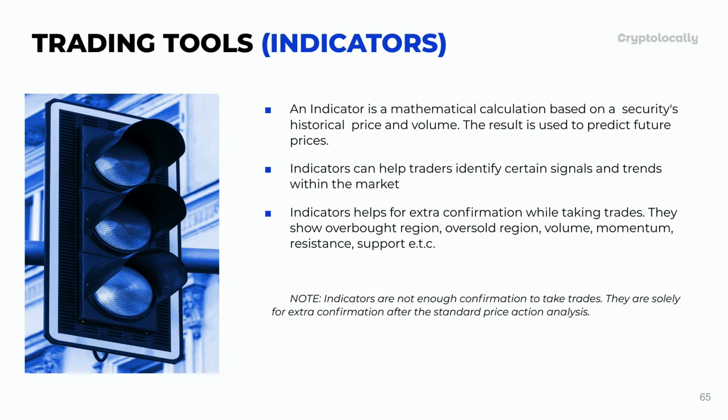When I say signals, I mean it can show you overbought region, oversold region, support, resistance. And I want you to know that indicators are not enough confirmation to take trades in the market. They are solely for extra confirmation after the standard price action analysis has been done. Before we get into indicators, I would like to show you overbought region and oversold region and what they mean in the market. So to understand this better, I would like us to slide into our TradingView platform.